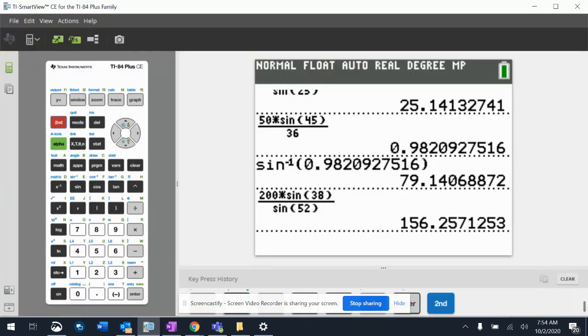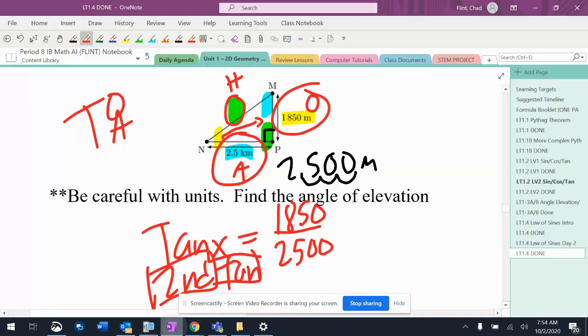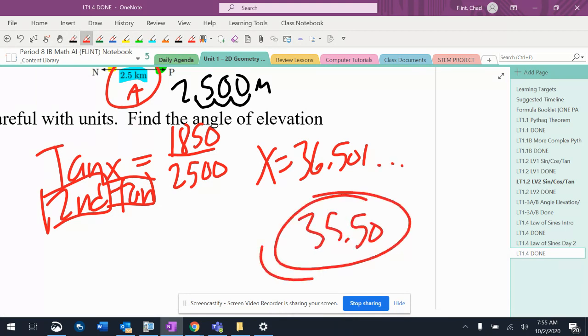Calculator, second tan, 1850 divided by 2500. So I get 36.501. So x equals 36.501. Again, there's no what to round to. So I'm just going right there for now. I am going to put the 0 because our rule right now is hundredths place, so I'm going to put the 0 there.